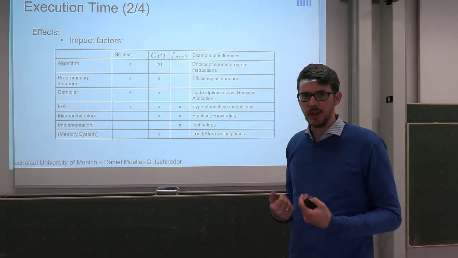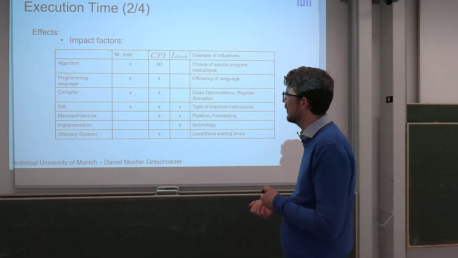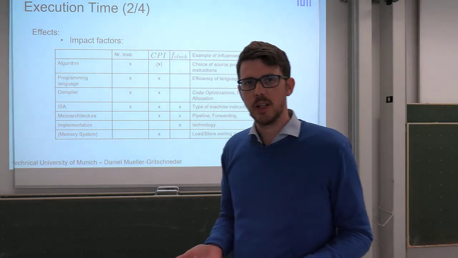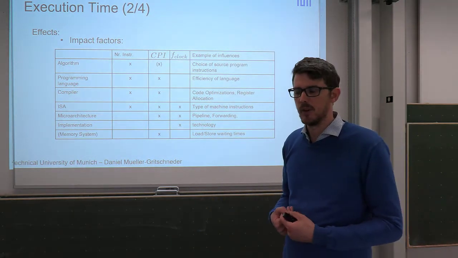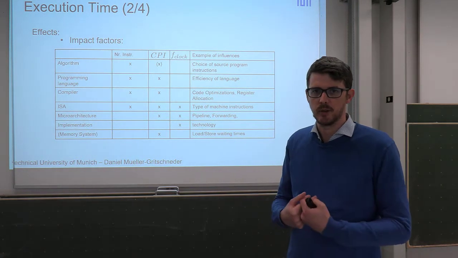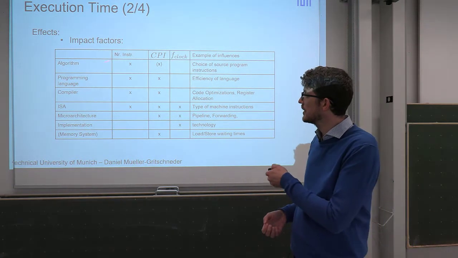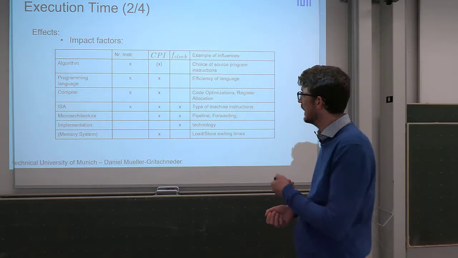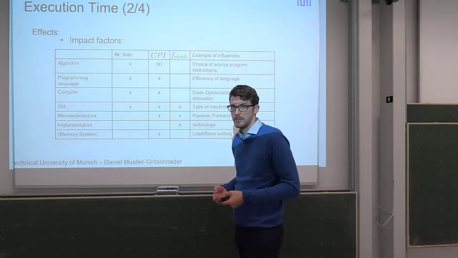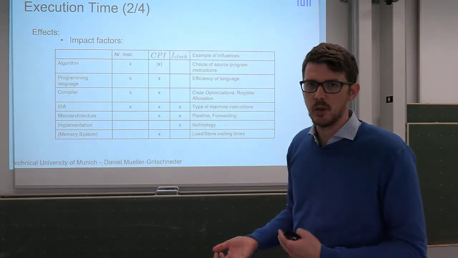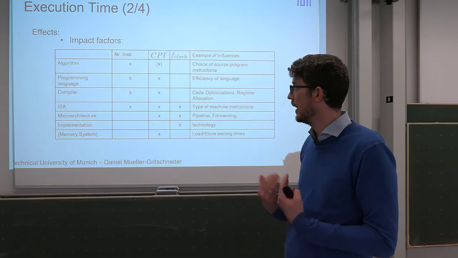What is influencing these three factors? First of all, of course, your algorithm. There are certain tasks you can do with different algorithms. For example, Fourier transformation. There's a whole range of algorithms to do Fourier transformation. Which one you choose depends on how many instructions you actually have to execute. And it has also some little influence on the CPI, just with the mix of instructions you're getting. Do you get more loads and stores? Then the CPI might go up and so on, right?